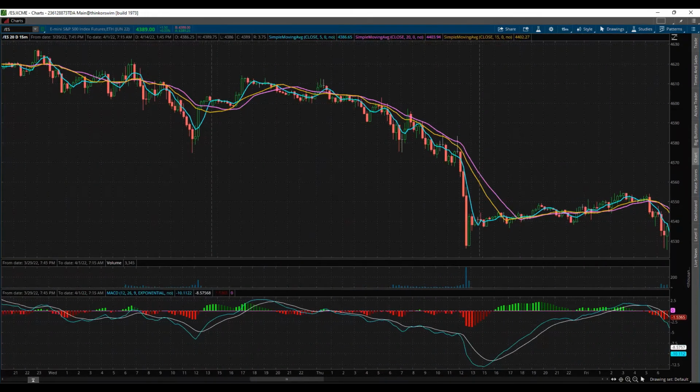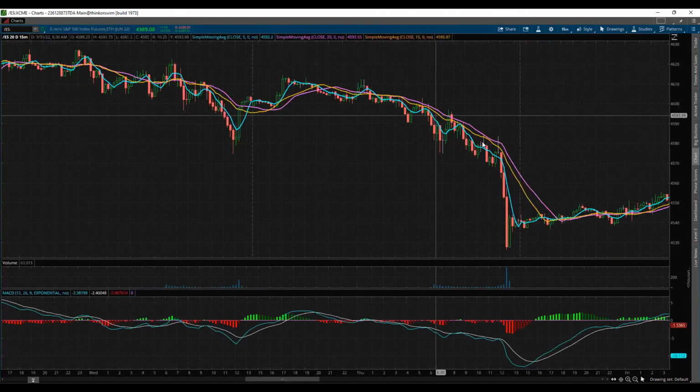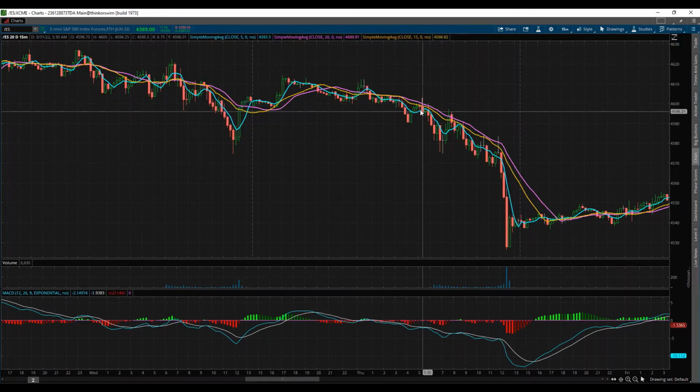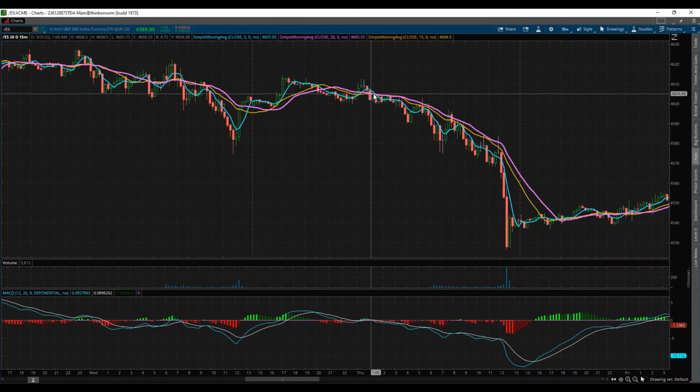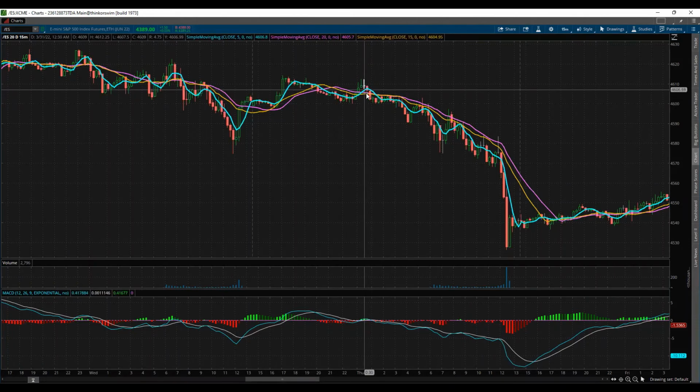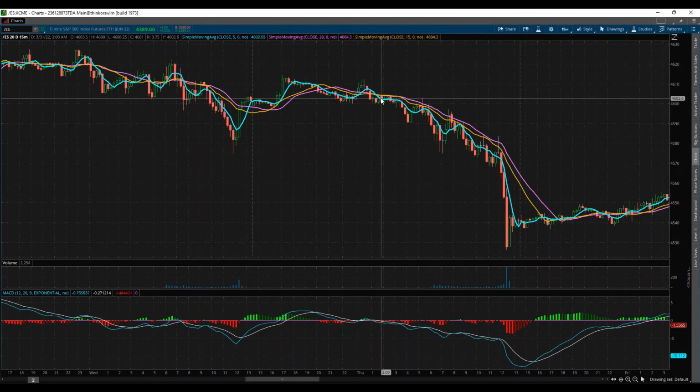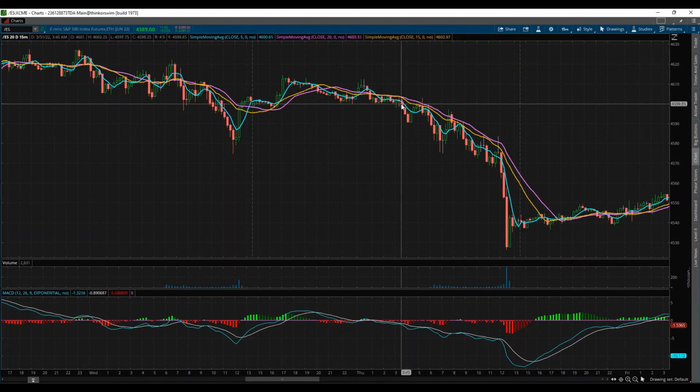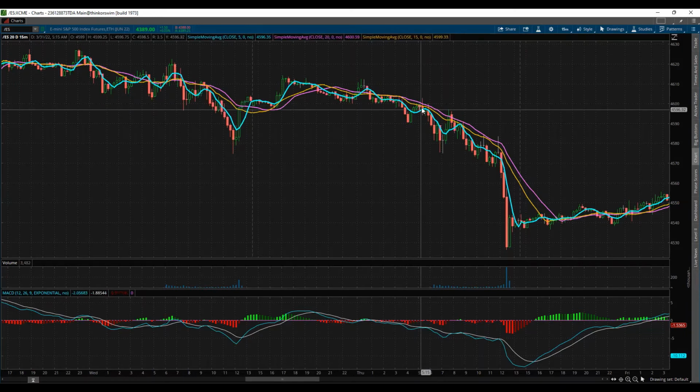This trend is a continuation, but your entry point is somewhere here. Everything is below. Basically, your candlestick is below these 3 lines. So you can enter anywhere here, and you can still continue because it's not going above this line.